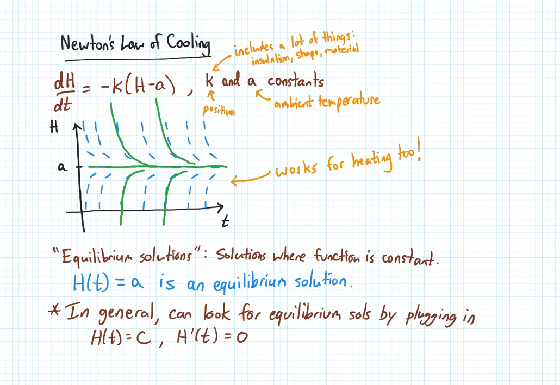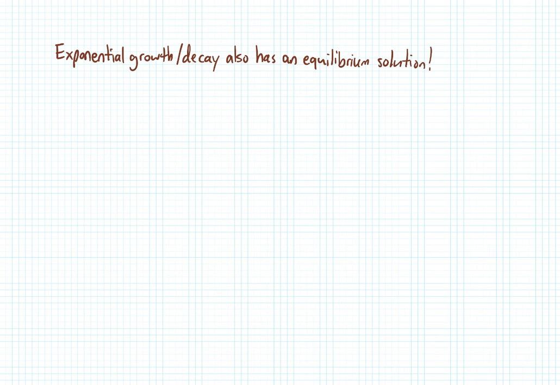And this is something that you can do more generally, not just with this differential equation, but with any differential equation. You can look for equilibrium solutions by plugging in a solution where the function is constant, and then the derivative will be equal to 0. And when you do that, you'll end up with an equation where you can try to solve for that constant, and those solutions would be equilibrium solutions.